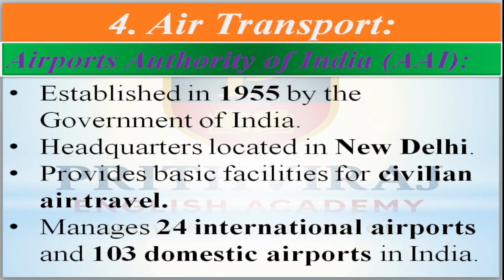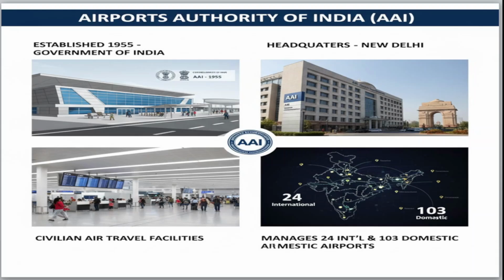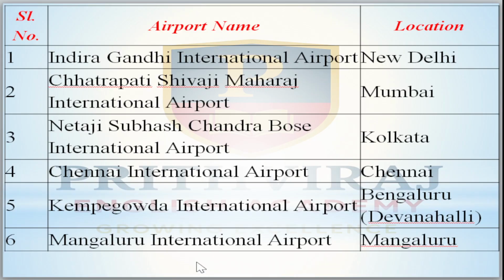Domestic means within a country they are going to fly. International means from our country to other countries they have connectivity. Okay, 24 international airports are there in our India. Here is the picture. The Airports Authority of India got established in 1955. Headquarters is in New Delhi. It provides the facility for civilian air travel, and it manages 24 international airports and 103 domestic airports in India. Okay, now move to the next.